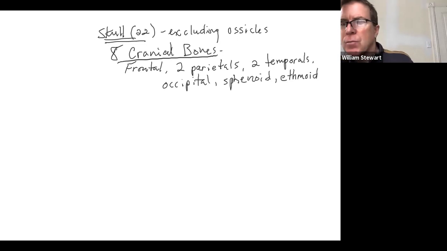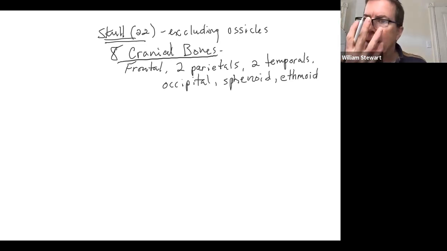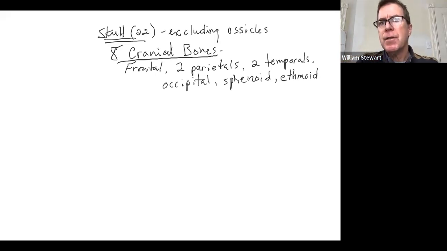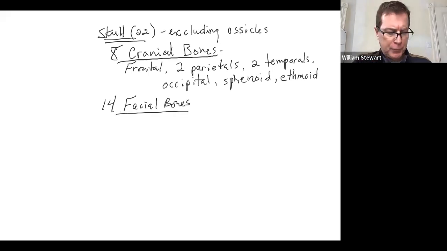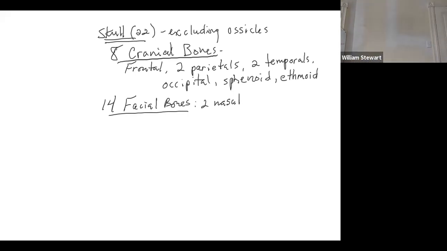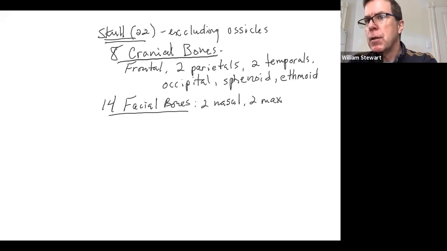And by cranials, we mean mostly the top of the head. Facials, that makes sense. Those are all the bones that make up the face. So I'll just list those so you have a list. 14 facial bones. Those are 2 nasal. Sometimes people just say the nasal bone, but really it's 2 bones fused together. 2 maxilla. Those are also fused.